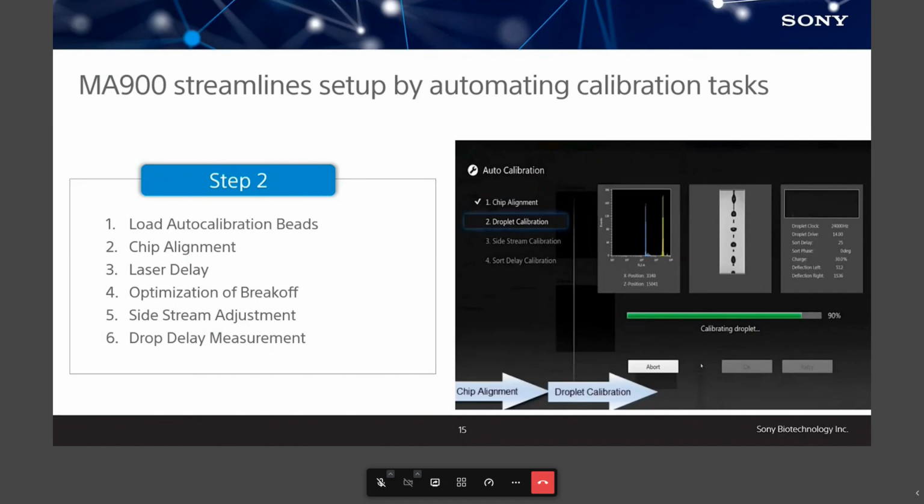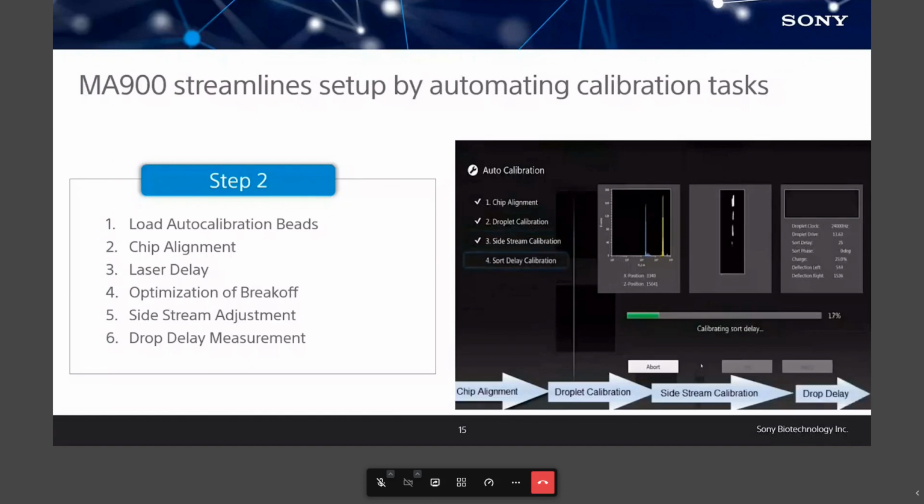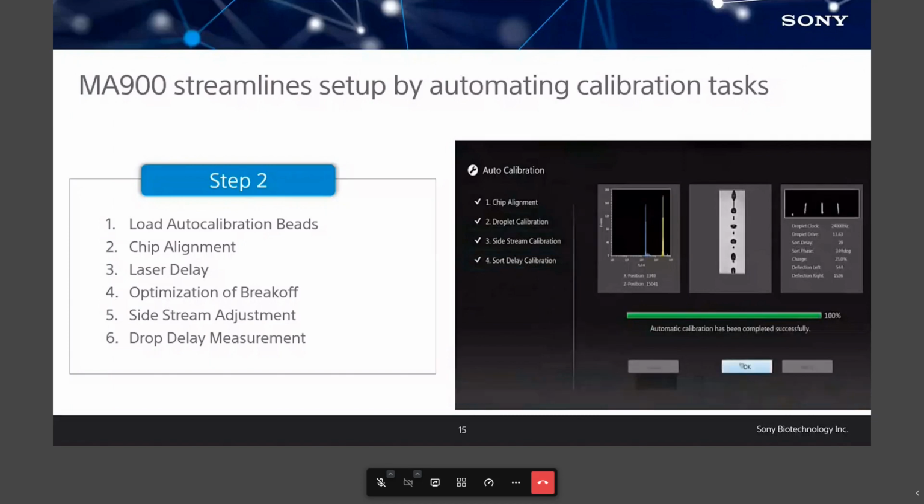It will move the chip in the X and Z direction to align it to the lasers. It will calibrate the droplets, making sure that the break-off point is where it should be and that those droplets are nice and stable. It will then look at a couple of different angles of side streams and ensure that it chooses an angle where it will deposit those droplets into your tubes or your plates. And then finally, it will do a sort delay calibration in order to ensure that it is charging the correct droplet. Again, all of these steps are fully automated.